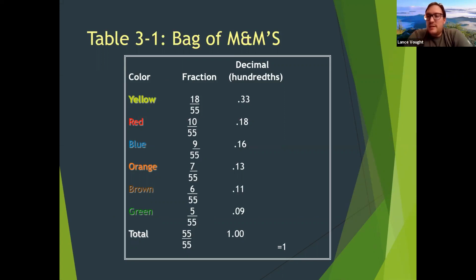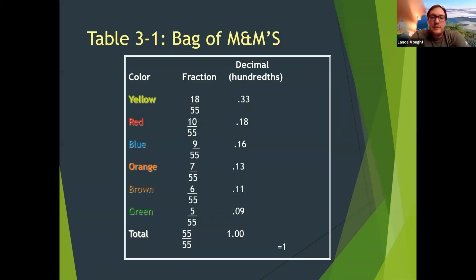So this is not the data that we collected last week. This is actually data from the textbook, where they had a bag of 55 M&Ms, and there were 18 yellow, 10 red, 9 blue, 7 orange, 6 brown, and 5 green. That seems way different than what we got last week.